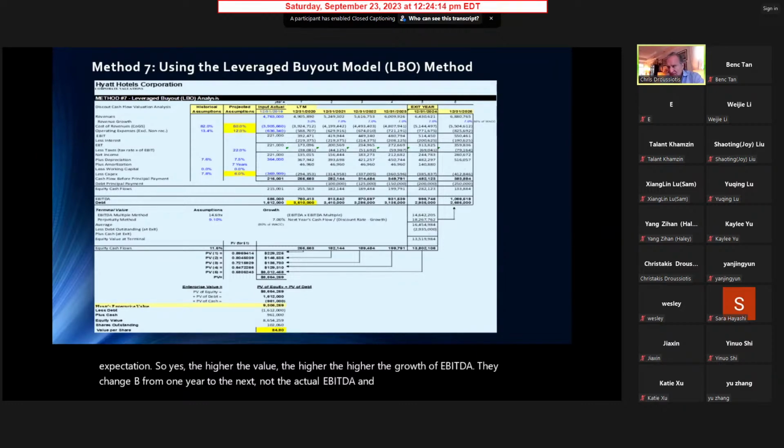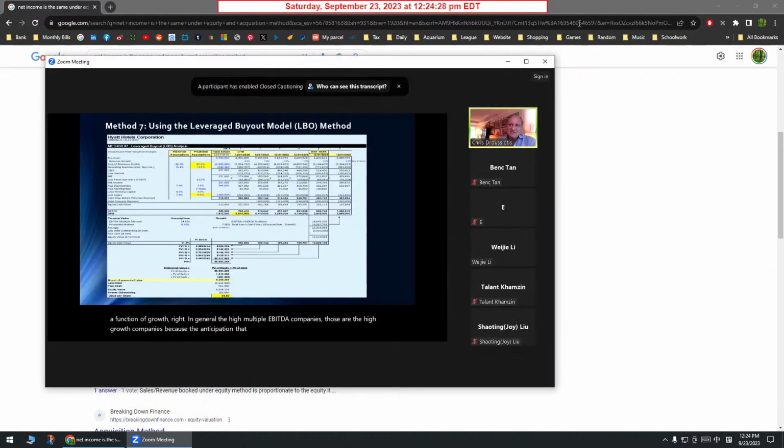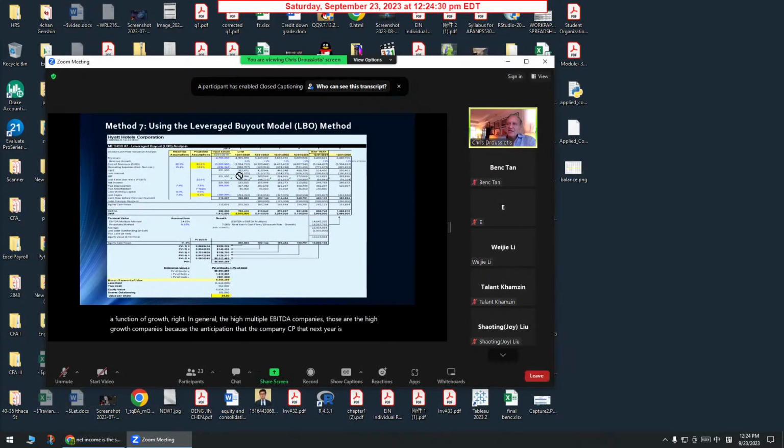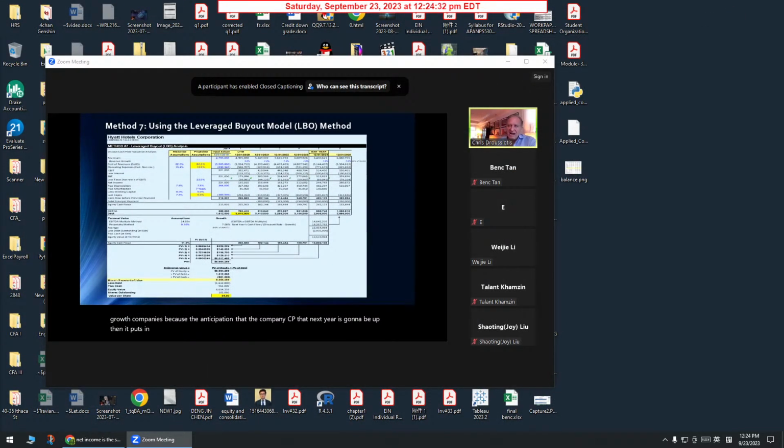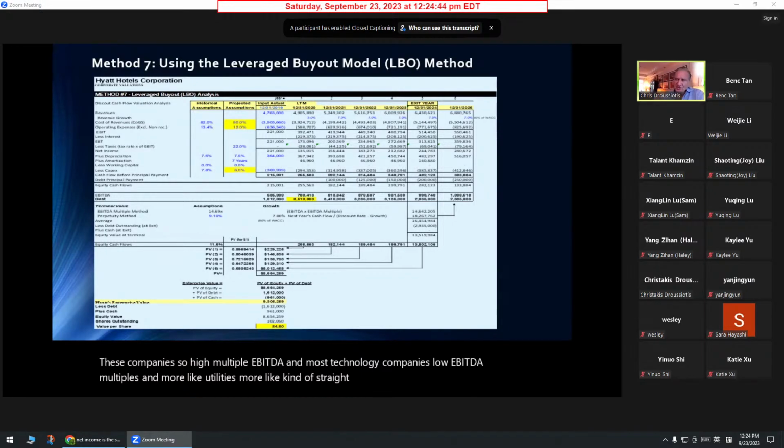And the multiples of EBITDA are also a function of growth, right? In general, the high multiple EBITDA companies are the high growth companies, because of the anticipation that the company's EBITDA next year is going to be up, which puts in general a high multiple on those companies. So high multiple EBITDA companies are more technology companies. Low EBITDA multiples are more like utilities, more straightforward companies. So it's all related, in terms of the change.